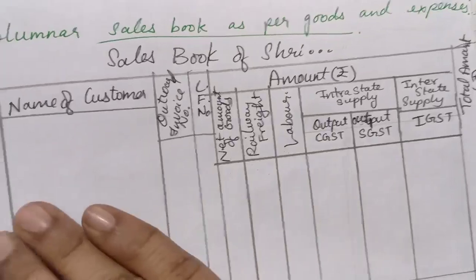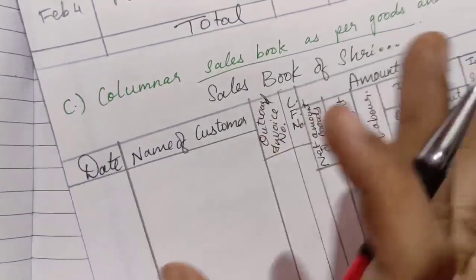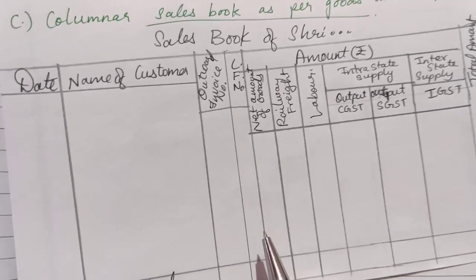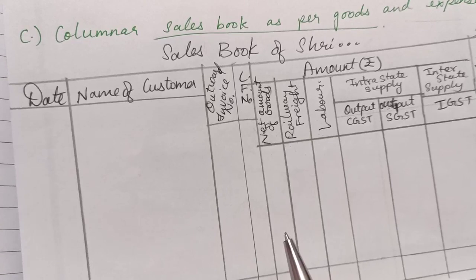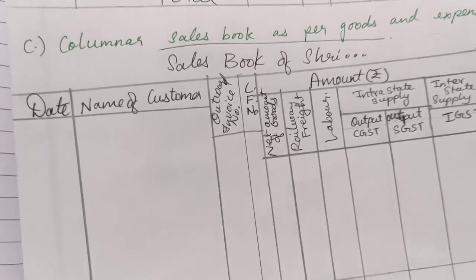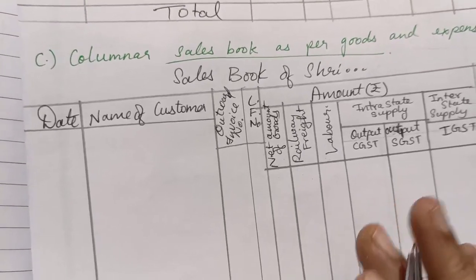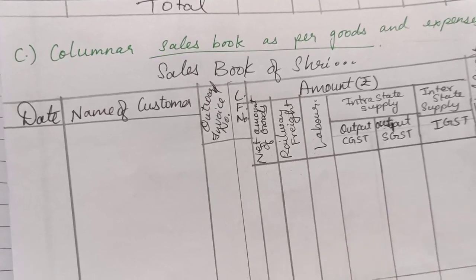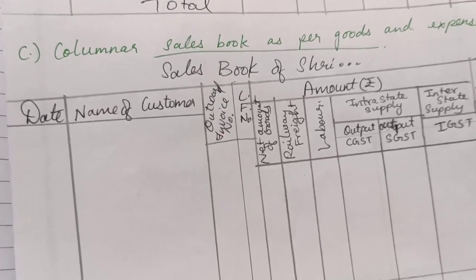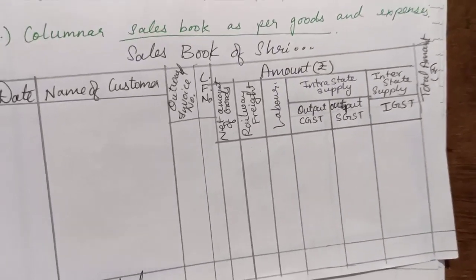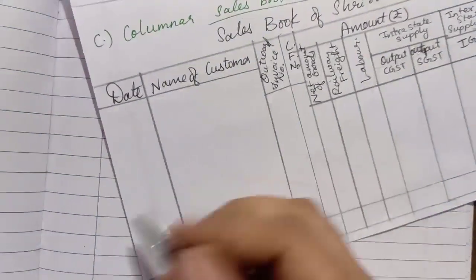Let's take an example. Suppose on February 20th, goods of rupees 20,000 at 5% trade discount on credit of 3 months is sold to Mr. J of Jaipur, Rajasthan. On behalf of Mr. J, paid labor of 250 rupees and railway freight of rupees 400. Invoice number 130 sent by adding labor and railway freight. Here we are sending it, right? So let's record the transaction.